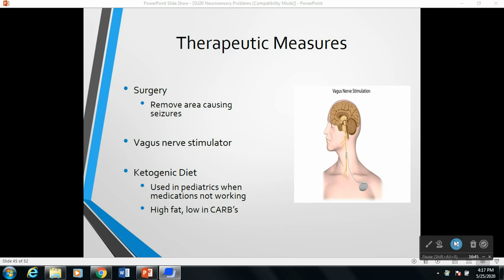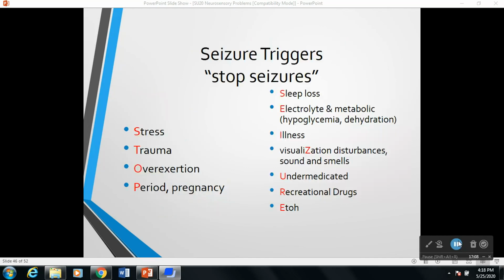So what this does is it says, hey, excitatory neurons, y'all need to stop. And that way it kind of acts as an inhibitory. A ketogenic diet is also used for pediatrics when medications don't work. It's a high-fat, low-carb diet. It's very important as a nurse that you teach your patient what things can trigger a seizure.